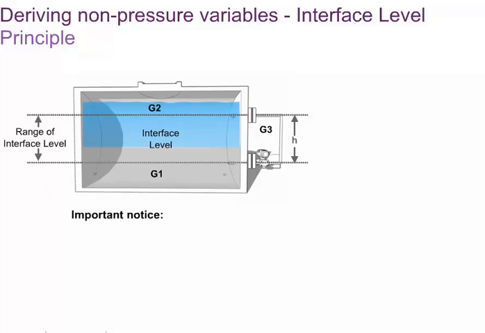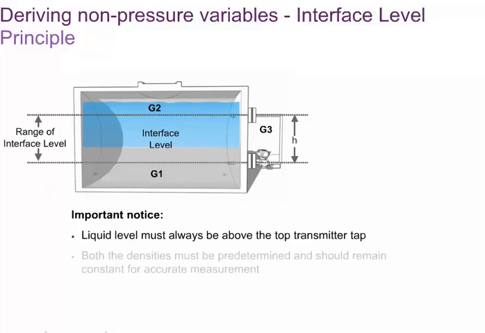Very important notice: total liquid level must always be above the top transmitter tap. Both the densities must be predetermined and should remain constant for accurate measurement.